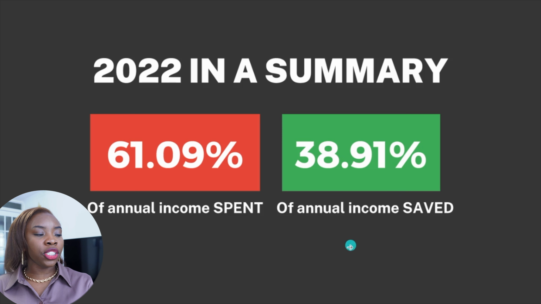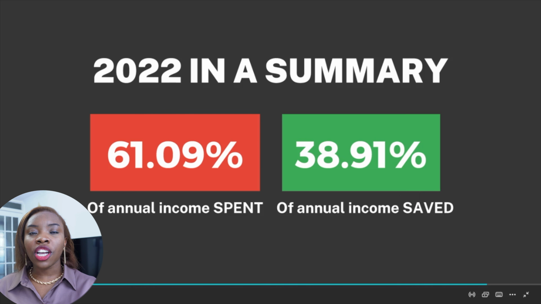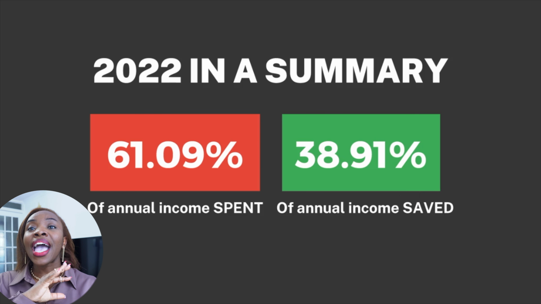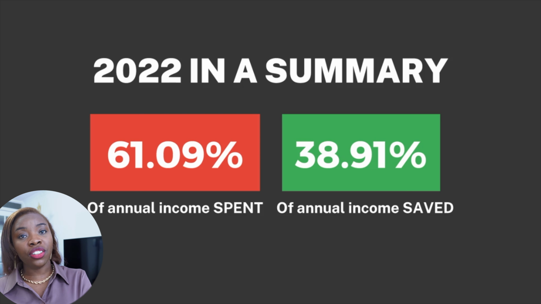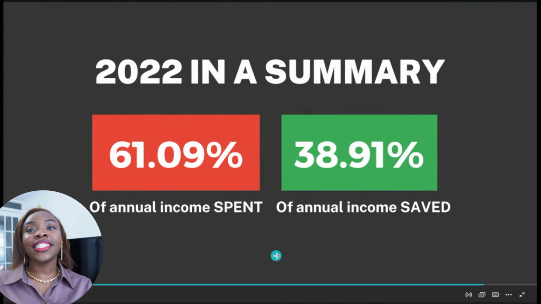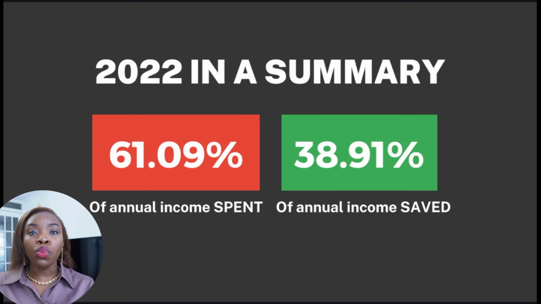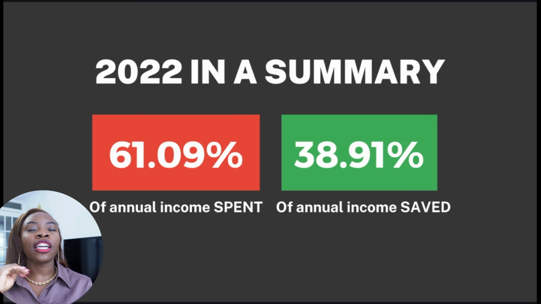Yes. And last but not least, my 2022 financial report in summary. My annual income, all the money I made, my gross income: I spent 61.09% of all the money that entered my hand this year, and I saved 38.91%. For me, I know I want to achieve a savings rate of at least 50% of my annual income. So from this report, I can tell myself that I'm at the 38% mark, and I can try to do better in 2023 so I can hit a 50% savings rate for my annual income.